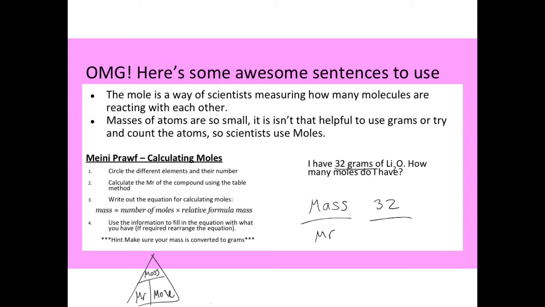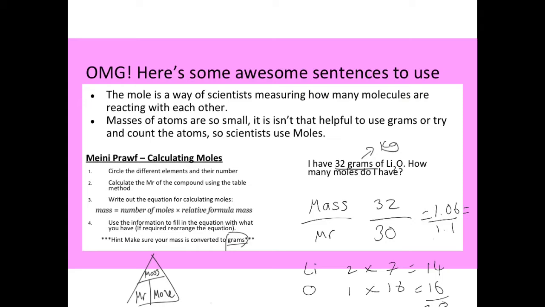To work out the Mr, so lithium, there's 2 of them. Oxygen, there's 1. Lithium is 7, so that would be 14, and oxygen is 16. Add them together, so it'll be 30. So you do 32 divided by 30. Okay, there's a hint here to make sure it's always in grams. So if that was in kilograms, make sure that you convert it to grams. Plug that in your calculator. So it gives you an answer of about 1.06 recurring, so it's 1.1, and that's measured in moles.